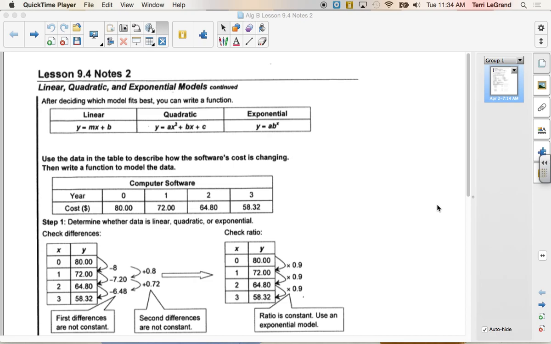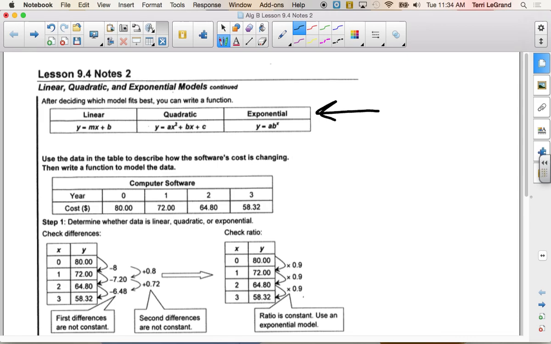At the top of our notes here, we can see I'm focusing in right here, right now, folks, okay? So be there with me.